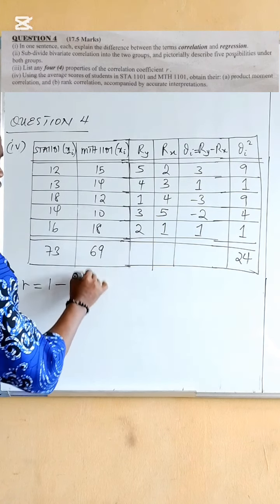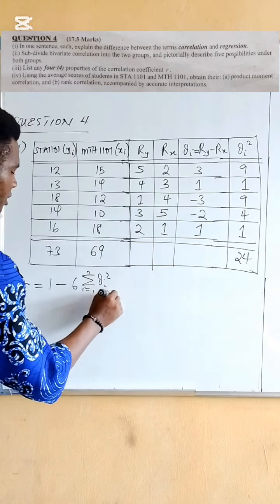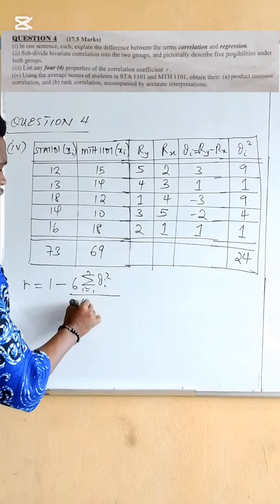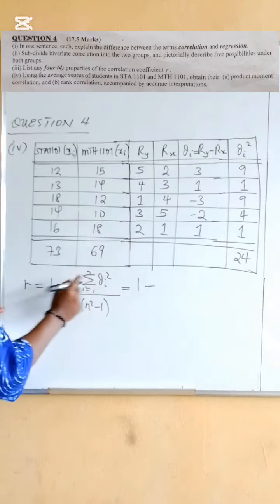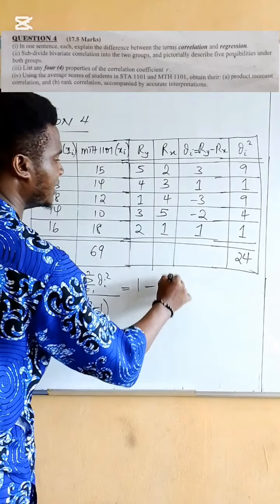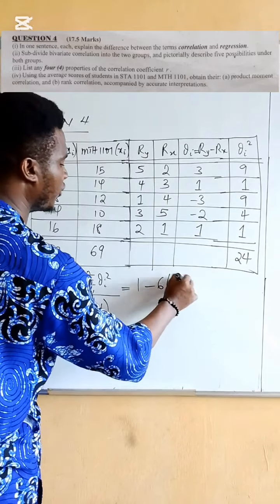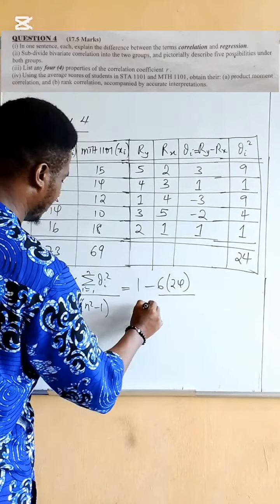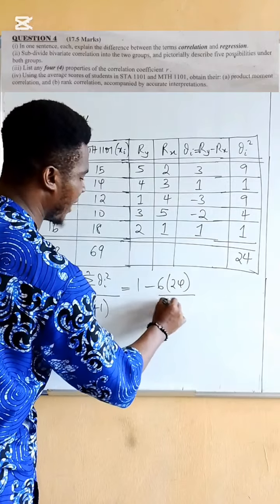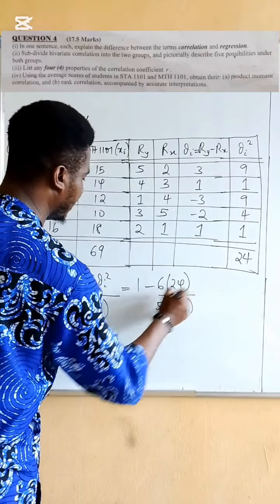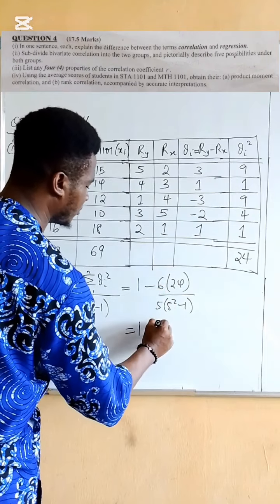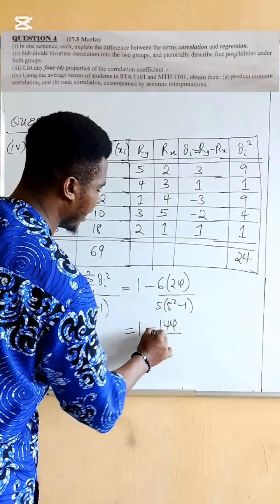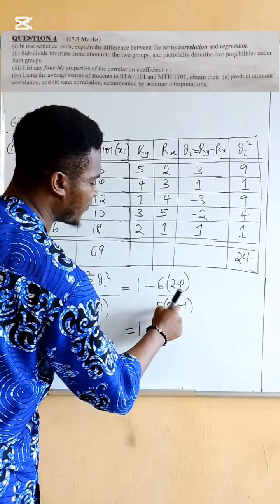So we will now come over and put here the rank correlation coefficient will be 1 minus 6 summation from i equals 1 to n DI squared, all over n into bracket n squared minus 1, and this will be 1 minus 6 times what our DI squared is, 24, all over 5 times 5 squared minus 1. And this will be equal to 1 minus 6 times 24, which gives us 144, divided by 5 times 25 minus 1.